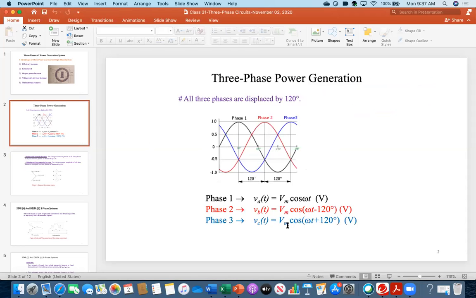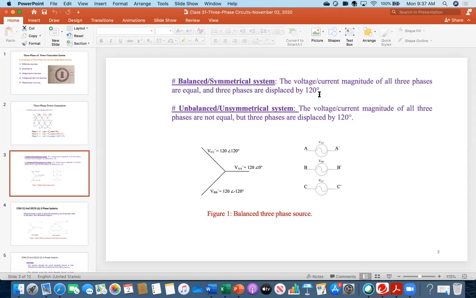Everybody see, these things are not only applicable to voltage, they are true for the current as well. For example, you are writing the current expression, IAT, IBT, ICT, same thing. Im cosine, Im. So instead of V, you will be using the current magnitude. That's all. That's why it is written, whether it is voltage or current, for all three phases the magnitude will be the same, equal, and they should be displaced by 120. Then you will call it a balanced or symmetrical system.